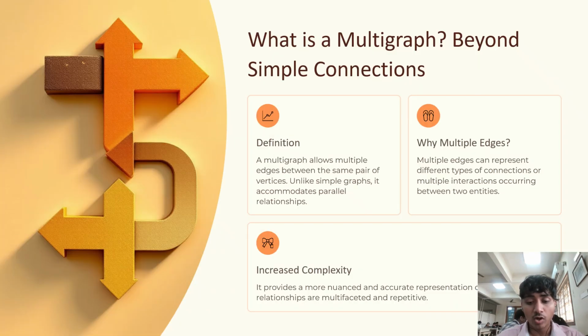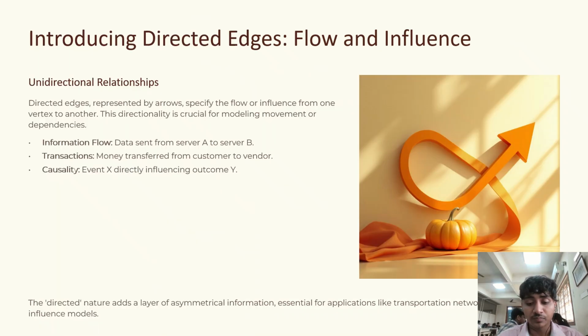What is a multigraph? Beyond simple connections, we start with the multigraph. Its definition is simple. It allows multiple edges between the same pair of vertices, unlike a simple graph. These multiple edges can represent different types of connections or multiple interactions occurring between two entities. This provides a more accurate representation of systems where relations are manifold.